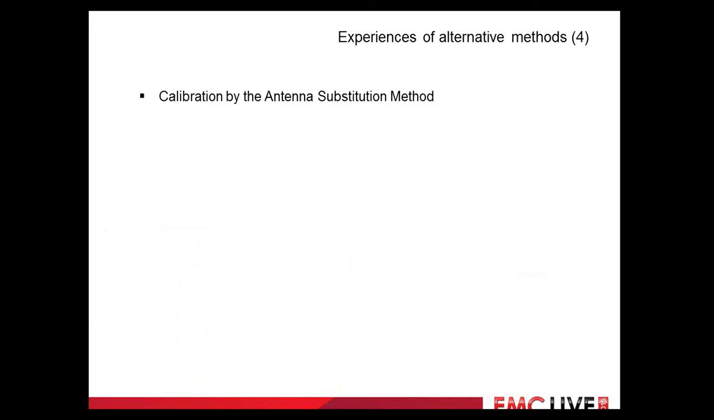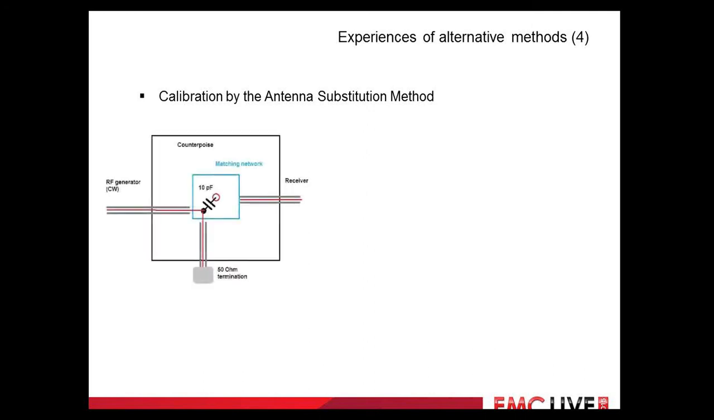The calibration is normally performed by the substitution method. So we replace the rod by a capacitor. An RF signal is injected, and there is a termination to match the RF generator output, and then the voltage on the output of the capacitor is measured by the receiving unit.